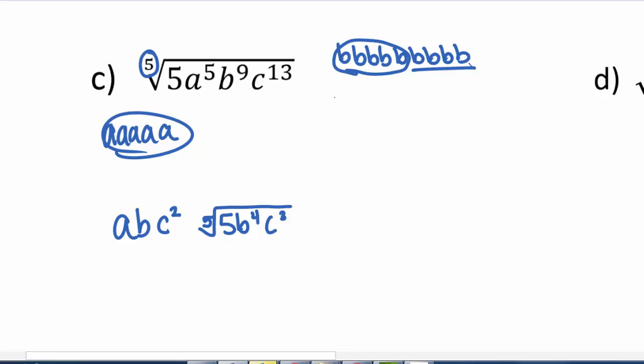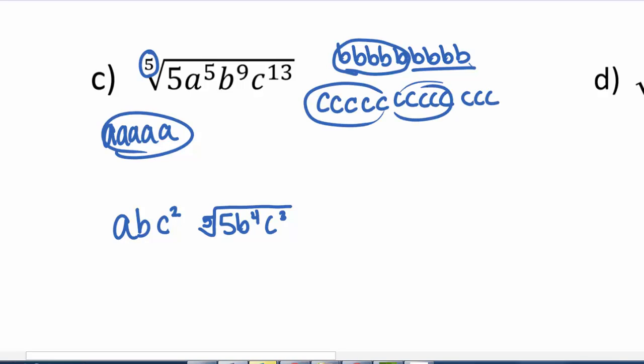So you can do it that way, or you can write them out. I'm going to show you how to write them out right now. 3, 4, 5, 6, 7, 8, 9, 10, 11, 12, 13. Okay, so I had 1 group, 2 group. That's how I knew it was c squared, and I had 3 left over, so c to the third.